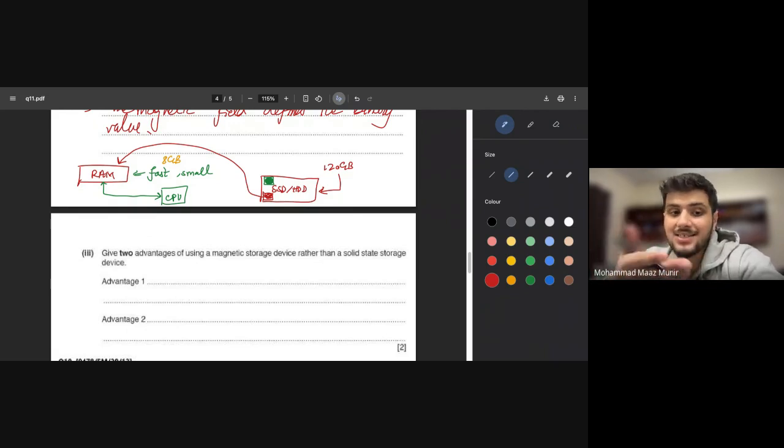And why don't the CPU and hard disk have a direct connection? Because getting or writing data between the CPU and hard disk takes a lot of time. It's pretty slow. So for that reason, we have introduced a faster sort of memory, which we call RAM.